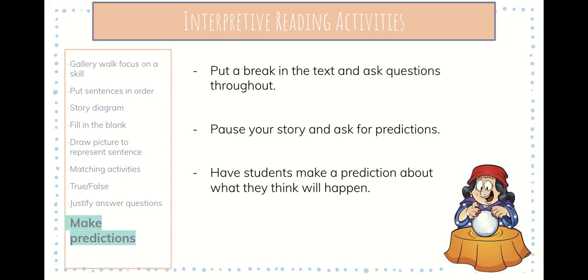And then making predictions, super easy. So put a break in the text, put a break in your story, pause the movie you're watching, and ask the students to make a prediction about what's going on. It's super simple, but it shows that they're engaged and they're thinking about what they're watching.